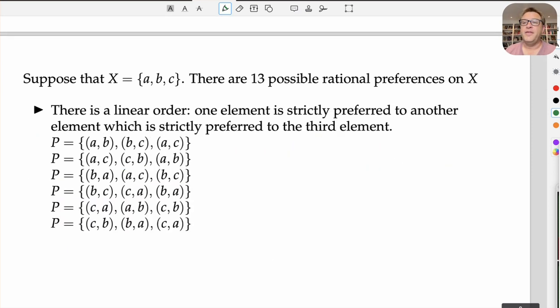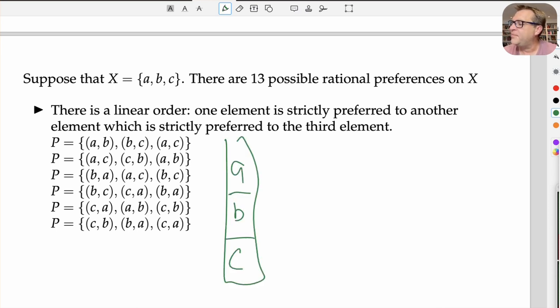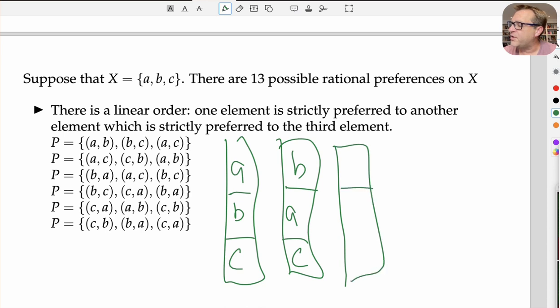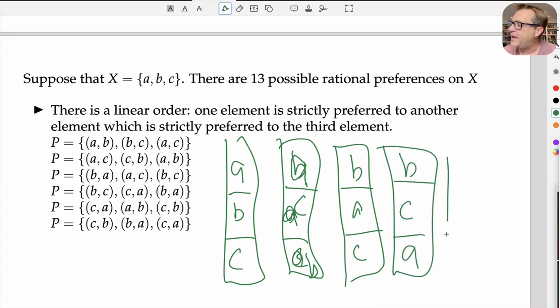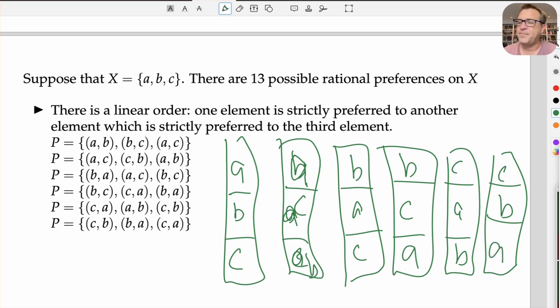And then finally, there are 6 ways you can arrange the strict preferences in a linear order. So you could have the decision maker prefers A over B over C. The decision maker could prefer B over A over C. Well, let me do this a bit more systematically. So we could have A over B over C, A over C over B, B over A over C, B over C over A, and then finally C over A over B, and finally C over B over A. So those are the 6 ways in which a decision maker might have a linear preference. So have something in first place, something in second place, something in third place.